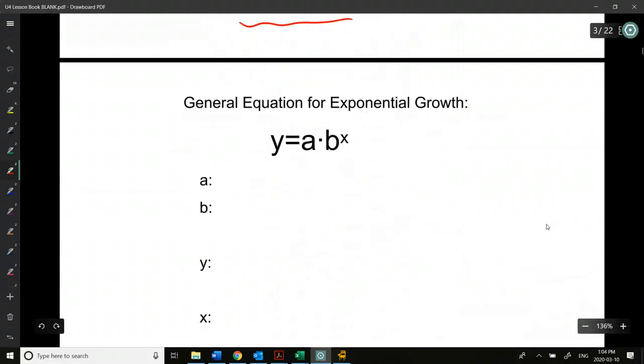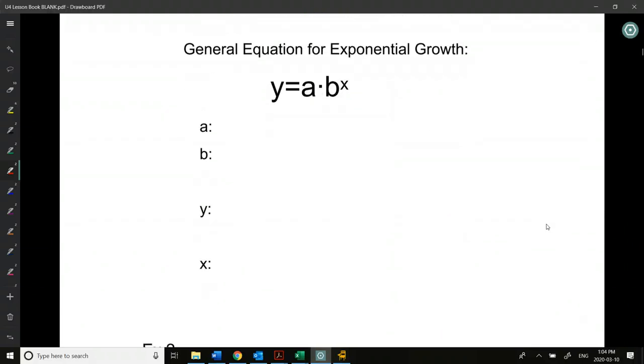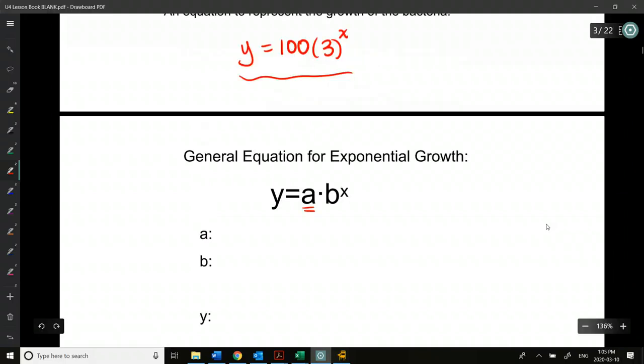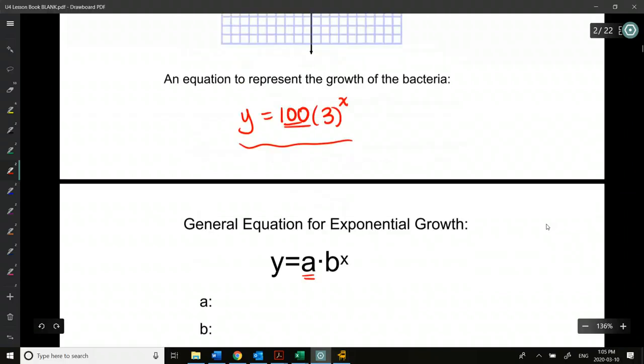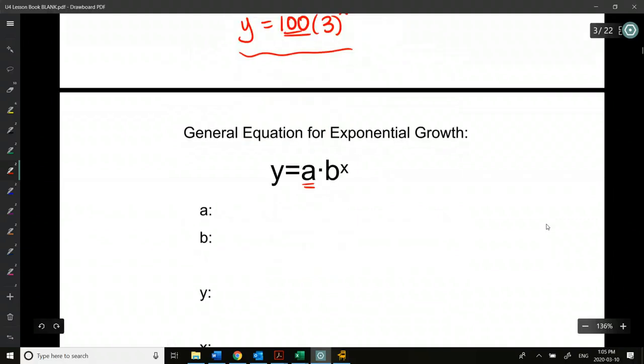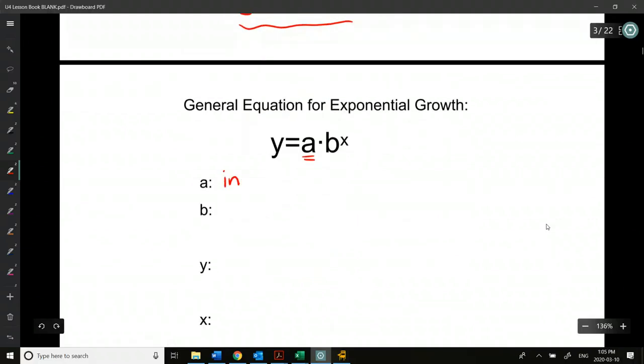All right, so here's the general equation that we're going to use for exponential growth. Tomorrow we're going to do exponential decay. So A here, this value is kind of like our 100 in this example, and that would be the initial starting value. So how much are we starting with? So we call that the initial value.